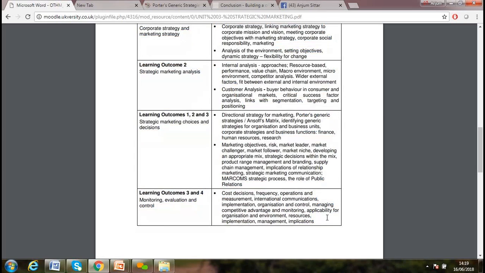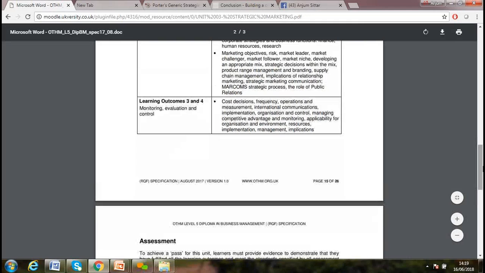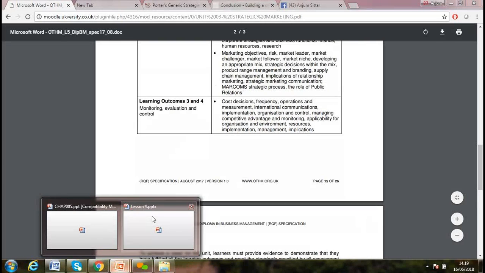So we'll discuss different sorts of control applicability for the organization: environment, resource implementation, management, and implication. Today we'll start our proper lesson, lesson 4.